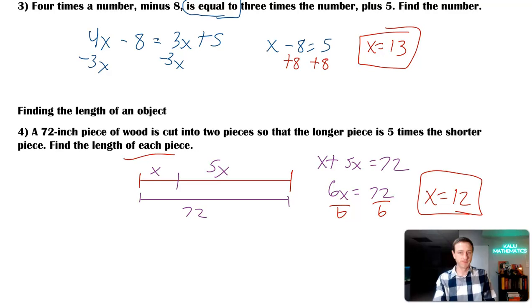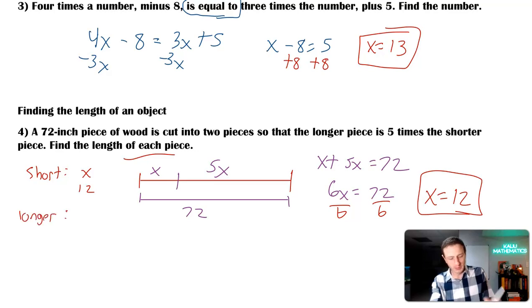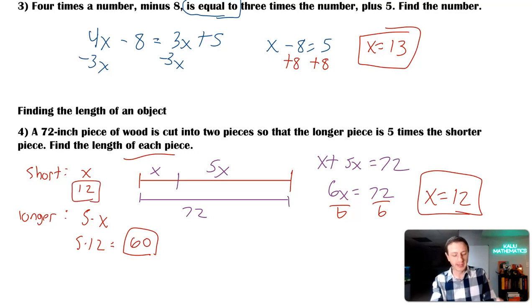Now we are not done. It says find the length of each piece. So the shorter piece we just found to be x. That was 12. The longer piece is 5 times x. So 5 times 12. Whatever our x value is, which we got to be 12, it's 5 times 12, which is 60. So the long piece is 60, short piece is 12. That's the question that you need to answer. Not just identifying x, but the actual how long is the short piece, how long is the long piece.